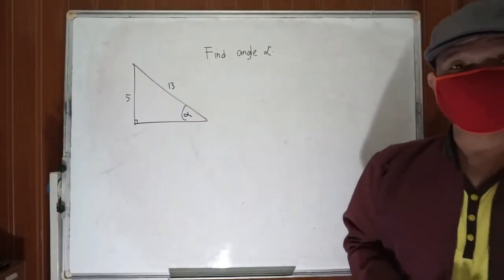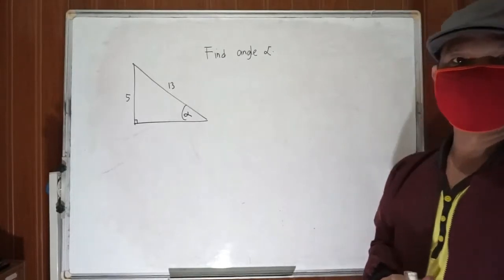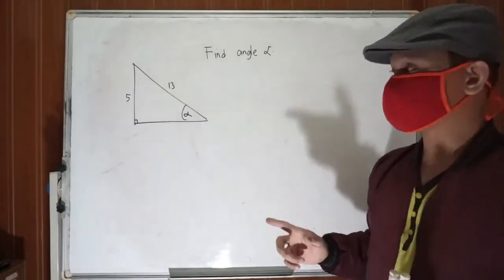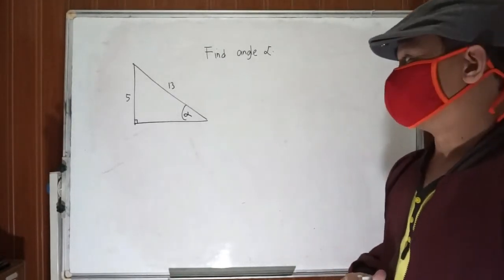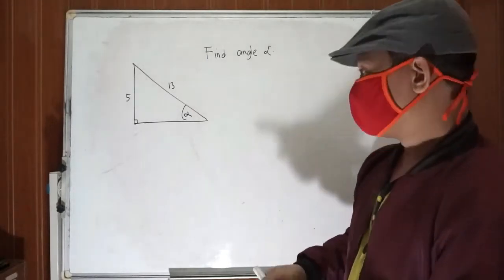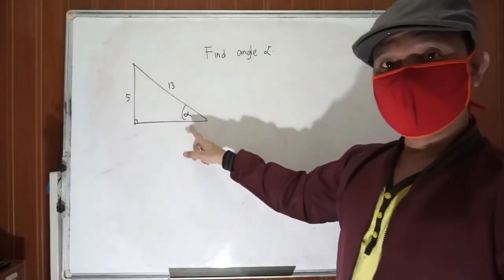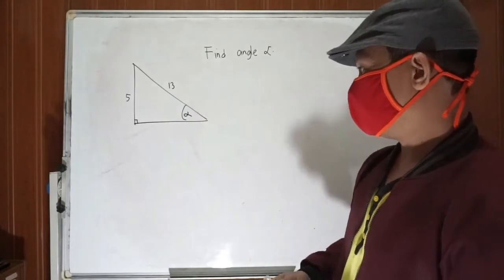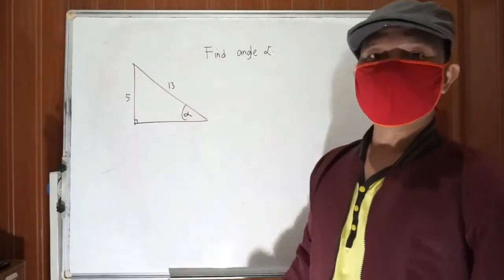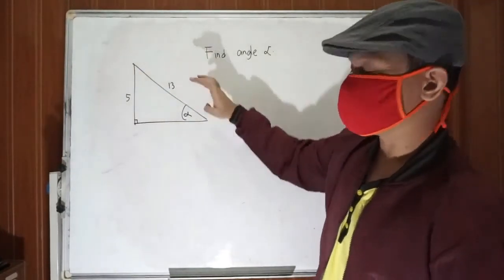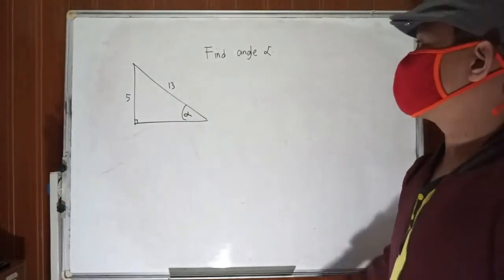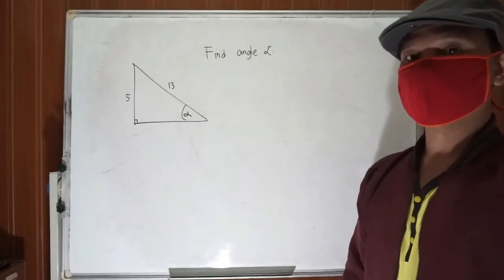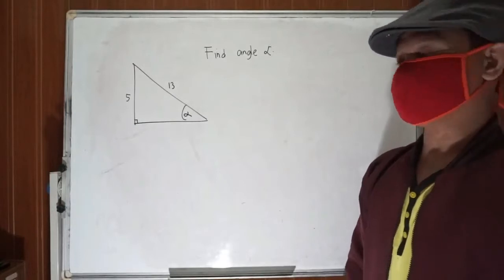Okay, students, we go to the next question. On my whiteboard, there is a right angle triangle. This is angle alpha, and the height is 5 and the hypotenuse is 13. The question is, find angle alpha. Okay, students, this is very easy, right?